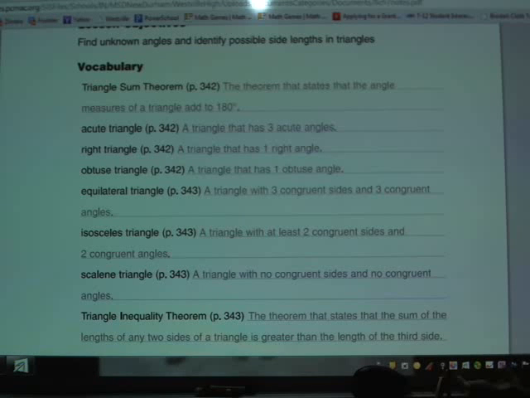Now, what we talk about in the next 3 definitions are triangles by their sides. We've got an equilateral triangle. An equilateral triangle is a triangle with 3 congruent sides and 3 congruent angles. If we know one of those pieces of information, the other one automatically has to be true. So if we see that a triangle has 3 congruent sides, meaning 3 sides that have exactly the same measure, we know automatically that the 3 angles in that triangle are all the same. Same thing going the other way.